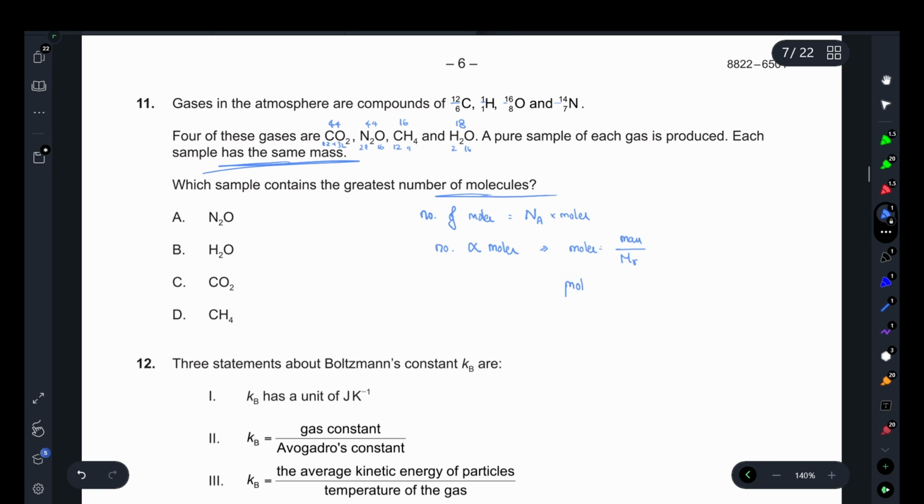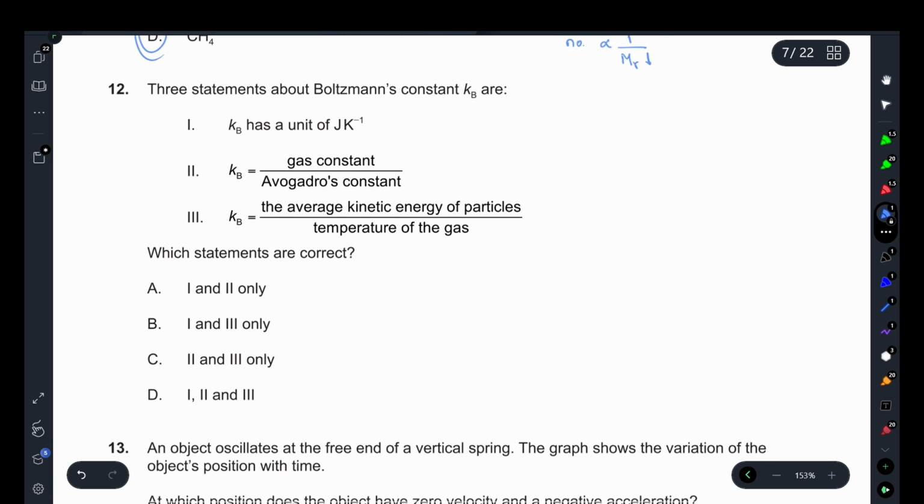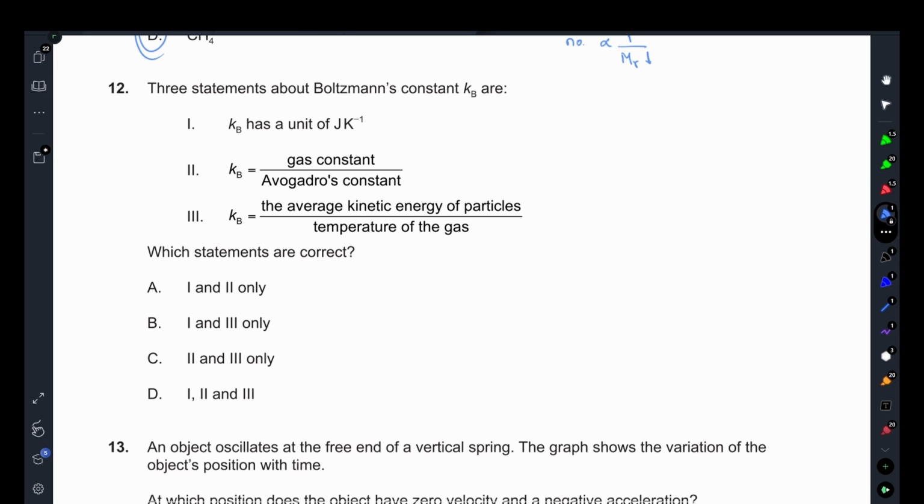Now, the number of moles is inversely proportional to the molecular mass of the compound. This means that the lower the molecular mass, the greater the number of moles. And since we're looking for the greatest number of molecules, we're looking for the lowest molecular mass compound. That would be CH4. Question number 11, option D. Moving on to question 12.